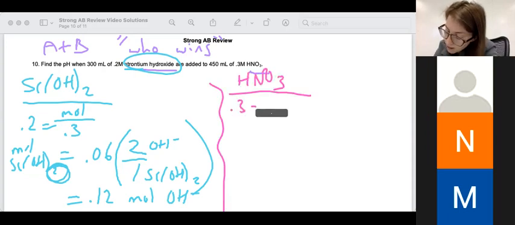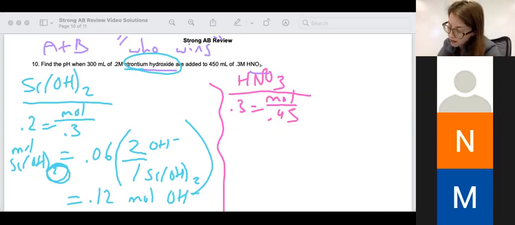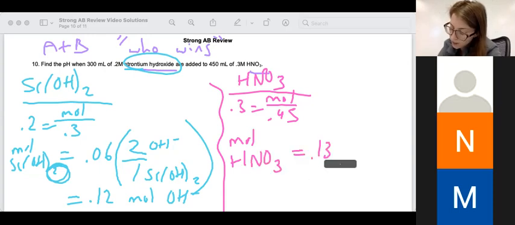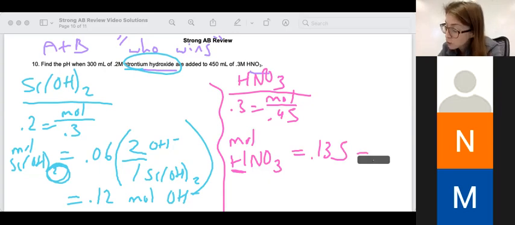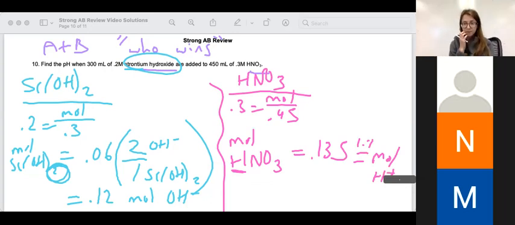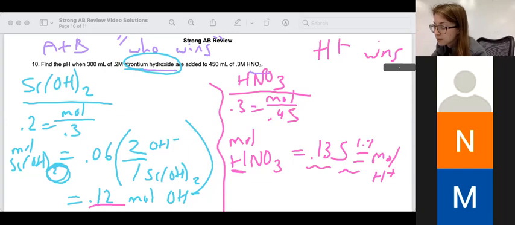Same idea, we have the molarity. We have the liters. I had to convert 450 mils to 0.45 liters. I do 0.3 times 0.45. My moles of nitric acid are 0.135. There's only one hydrogen in nitric acid, so it's a 1-to-1 ratio. And this is my moles of H+. Because 0.135 is bigger than 0.12, the acid wins, the H+ wins.